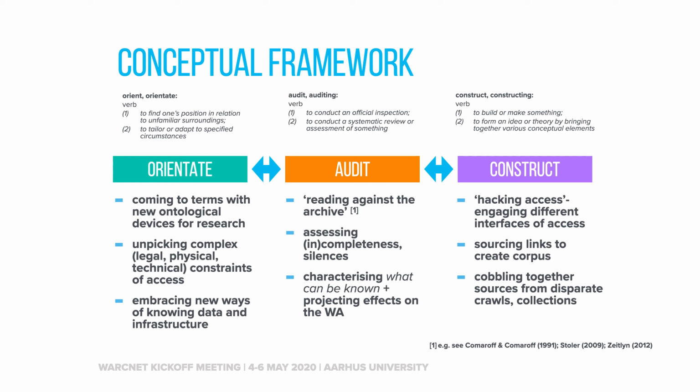And this goes through a spectrum of ways in which researchers have to orientate to these new forms of data, research as products, but also as process. So thinking about how they unpick complex legal constraints as well as technical constraints, how they go through the process of auditing and what I've called reading against the archive, which will be familiar to people working in other archival spaces, thinking about how researchers might assess incompletenesses and characterizing what can be known using these sources. Ultimately, to construct a corpus through which to do the research. So that's sourcing links, and cobbling together sources from disparate calls and collections that may not actually align with particular collections that researchers need to answer the questions that they have.